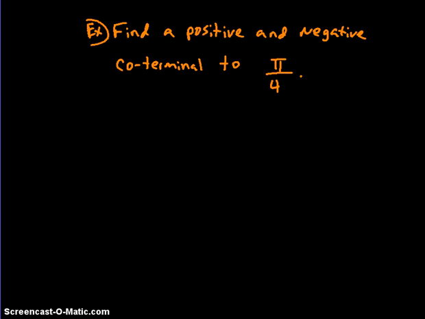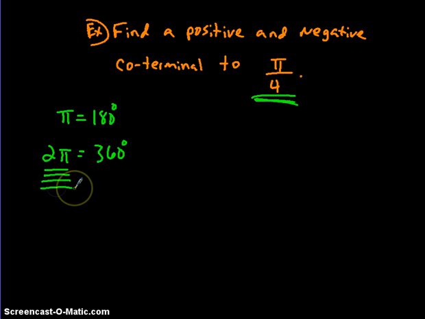So usually, a lot of times they give you these coterminal angles as degrees because you're more comfortable with degrees, you've seen it more. But sometimes they give it to you as radians. So in this example, they said find a positive and negative coterminal to pi over 4 radians. So basically, we already know from previous lessons that pi is equal to 180 degrees. Well, 2 pi is equal to 360 degrees because it's just double that. So since that's the case, instead of adding 360 to it, because it's in radians, instead you add 2 pi to it over and over.